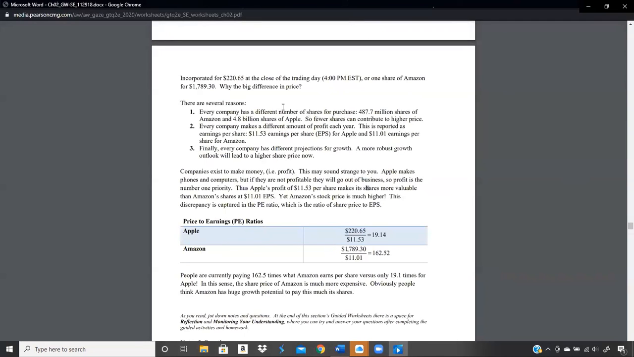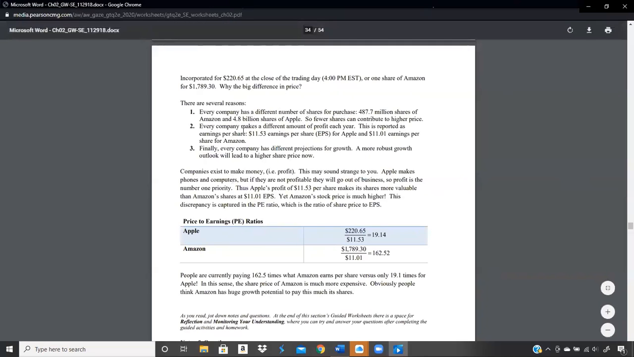So they say every company has a different number of shares. For instance, 487.7 million shares of Amazon and 4.8 billion shares of Apple. And again, this is the time this was printed. That has changed since then. Fewer shares can contribute to a higher price. Every company makes a different amount of profit per year. This is reported as earnings per share. So the EPS, earnings per share, for Apple was $11.53, and for Amazon it was $11.01.